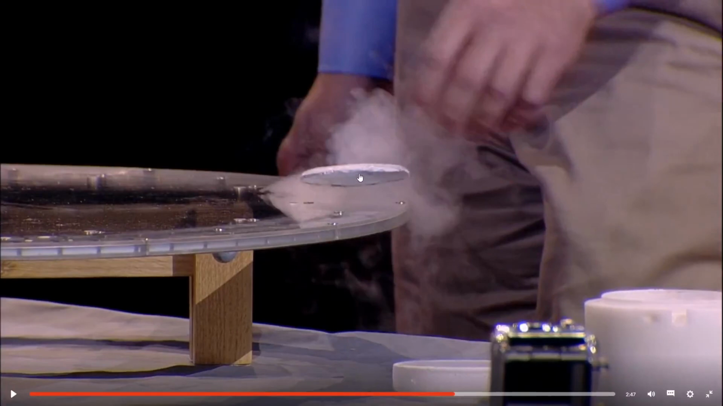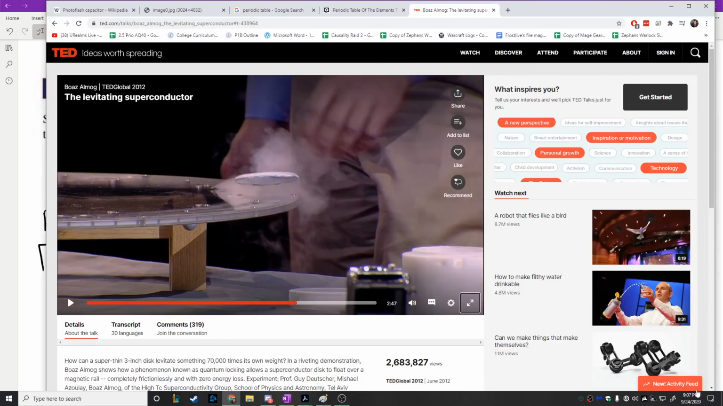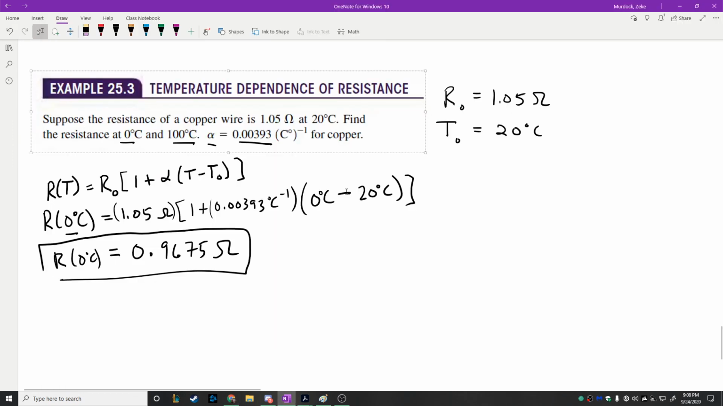So again, just imagine it could be a hoverboard, and you could be standing on it. You could be going around in circles just like that. It can hold a huge amount of weight because it's related to something called quantum locking. If you want to go find that, it's not hard to find: Levitating Superconductor. It's from 2012, so that's almost 8 years ago, which is crazy. But definitely very interesting, and we'll probably watch that video and talk about it.